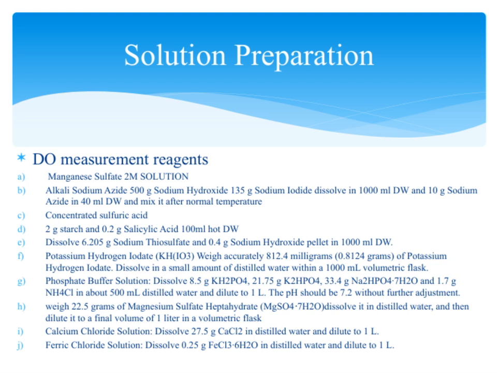For magnesium sulfate heptahydrate, we weigh 22.5 grams, dissolve it in distilled water, and then dilute to 1 liter using a volumetric flask. Similarly, for calcium chloride, we dissolve 27.5 grams in distilled water and make up to 1 liter. Finally, for the ferric chloride solution, we dissolve 0.25 grams of FeCl3·6H2O in distilled water and dilute to 1 liter.